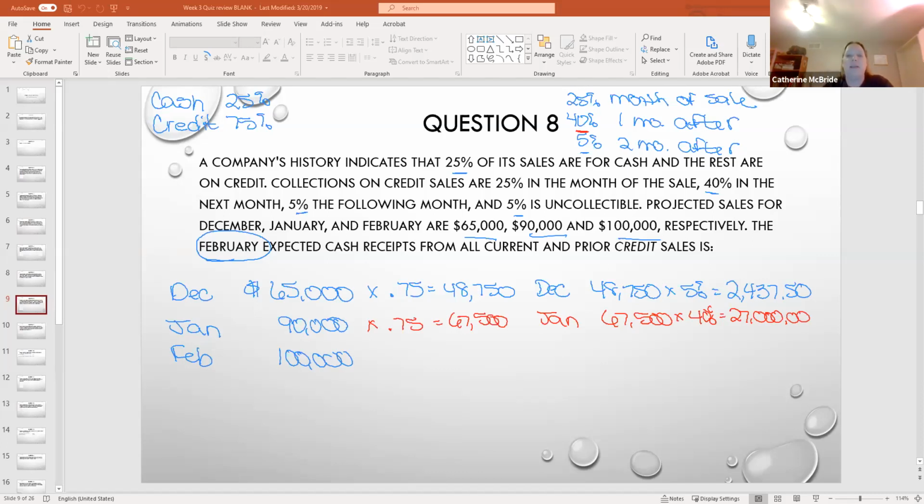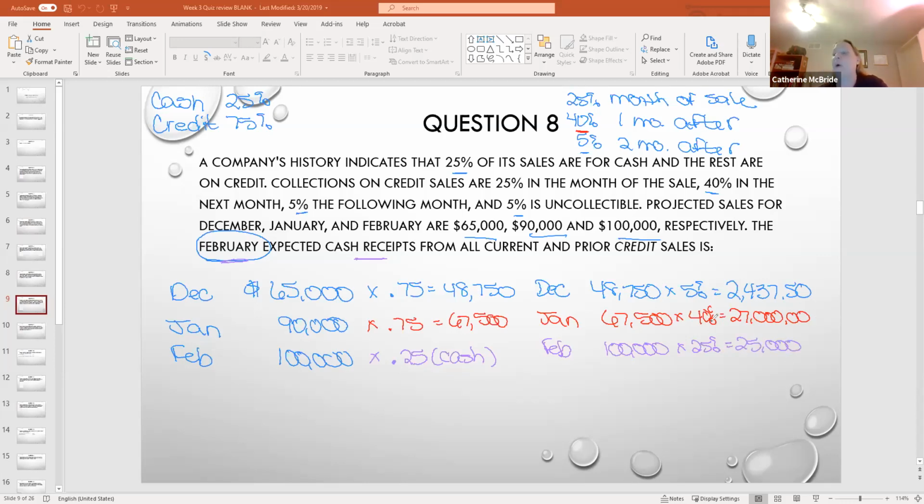And now in February, in the month of the sale, it's going to get a little bit more complicated, because automatically 75% of it is on credit. But we're concerned with the cash receipts in February. So in February, 25% of this is cash. So the first thing we have in February is the 100,000 times 25%, which is 25,000.